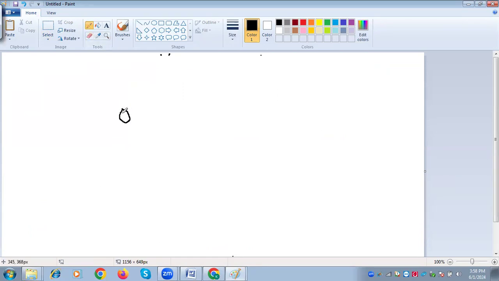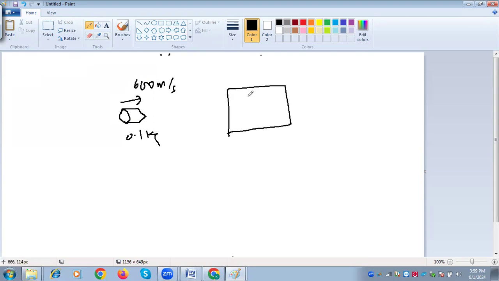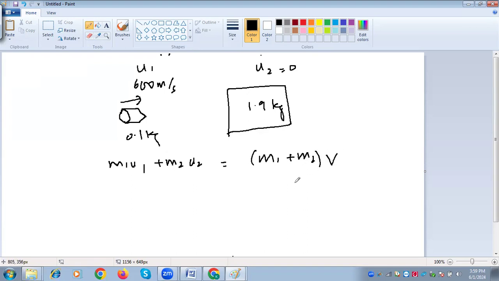This is the bullet, moving at 600 meter per second, and its mass is 0.1 kg, and this is the block. Its velocity u2 is 0, and the bullet's is u1. This is stationary. Its mass is 1.9 kg. So what will happen? M1u1 before collision plus M2u2 is equal to (M1 plus M2) V. Whenever two bodies stick together, this formula will be applied.